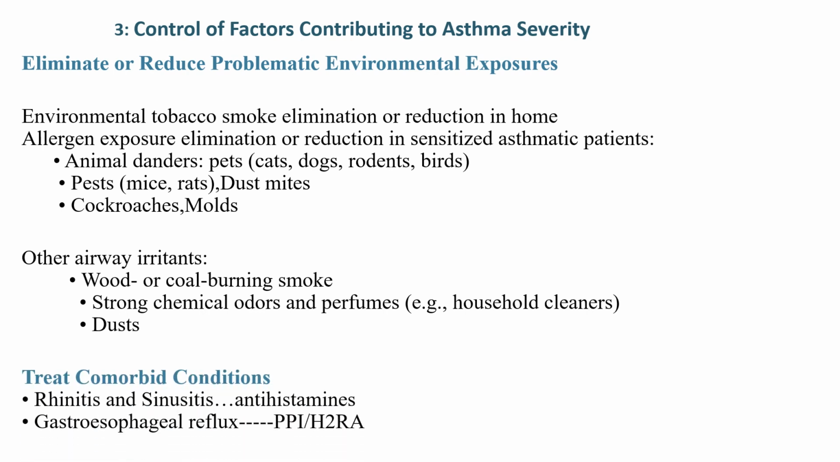And we should also treat comorbid conditions. As we have said, the most common comorbid conditions in asthma are allergic rhinitis and gastroesophageal reflux. We should treat those comorbid conditions to control asthma appropriately.